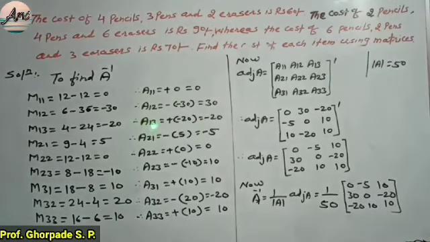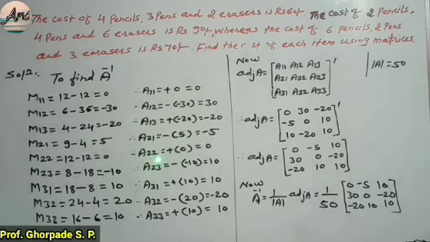Next A13: 1 plus 3 is 4. Even number, you will get positive sign, into minor. Minor is minus 20. Plus minus is minus 20 as it is. Then A21: 2 plus 1 is 3. Odd number will get negative sign, into the minor. Minor is 5. So minus plus becomes minus 5.